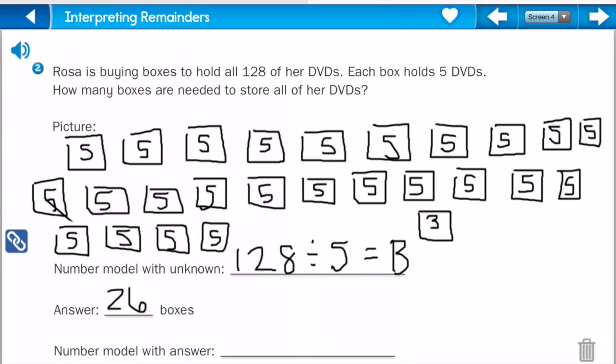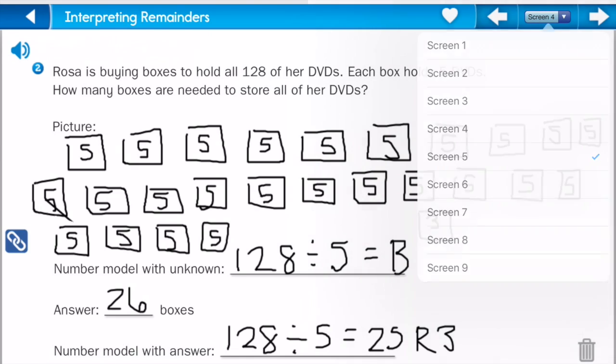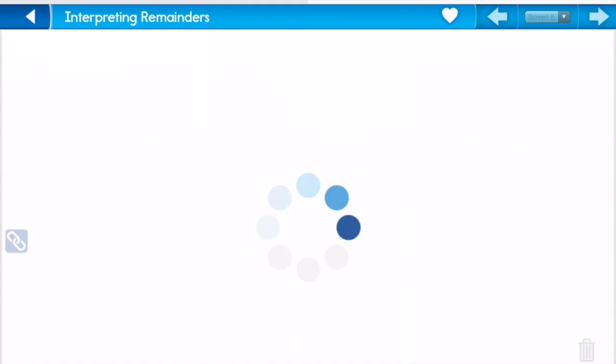And how we're going to write that is 128 divided by 5 equals 25, remainder 3. Okay, let's go to our next screen.